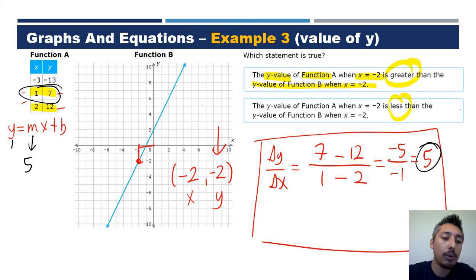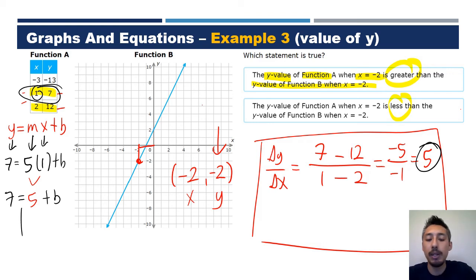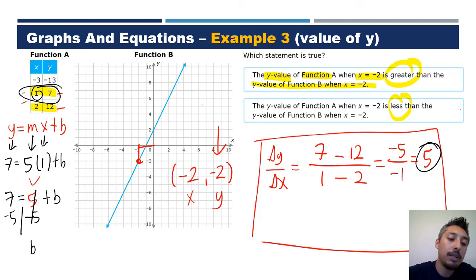For y, we're going to plug in a 7. So 7 is equal to m, which is going to be 5. X is going to be 1 according to our point right here. And then we don't know what b is equal to. Let's go ahead and solve for b. 5 times 1 is 5. Let's bring down the b. And all of this is equal to 7. We're trying to get b by itself. We don't want 5 there. Let's subtract both sides by 5. We have b is equal to 2.